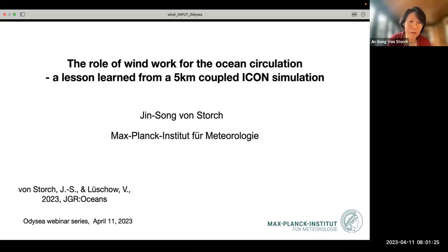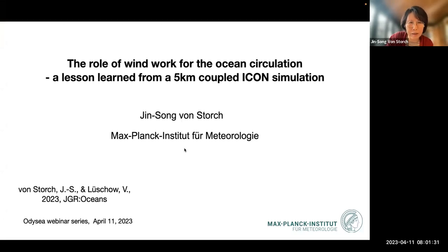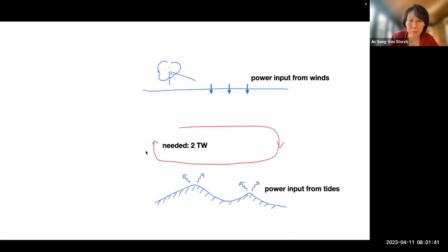Thanks. It's my pleasure to be here to talk about my work together with Fine Rachel. As the title says, it's about wind work, the role of wind work for the ocean circulation. So this is a simple idea. We have this overturning circulation in red, indicating the overturning in the ocean, and we need mechanical energy to sustain that circulation.